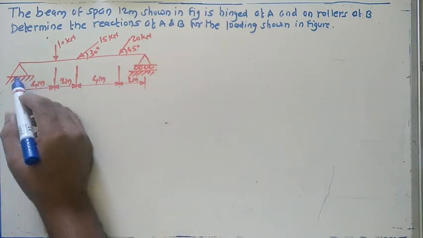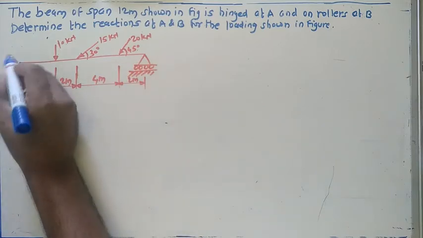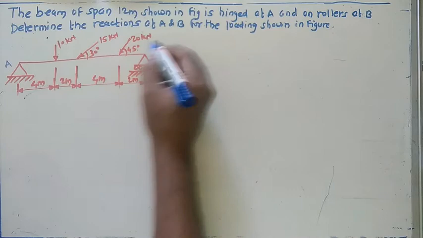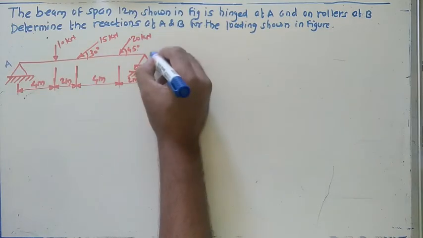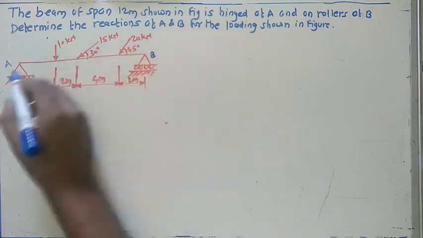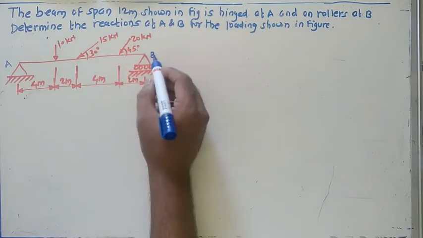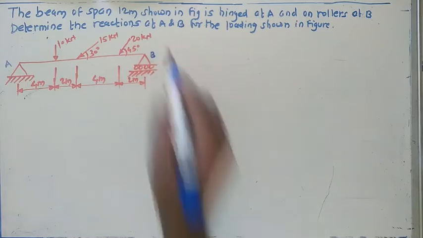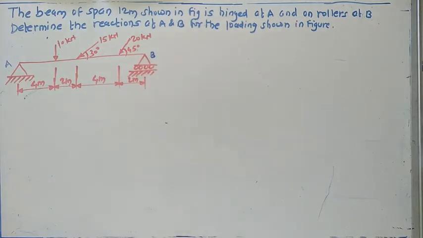So here the hinge support with us. At point A, the hinge support is given, and at point B, roller support is given. Now you have to do calculations for the reaction at point A and reaction at point B. So for that, first of all, draw the free body diagram. That can be drawn in this way.